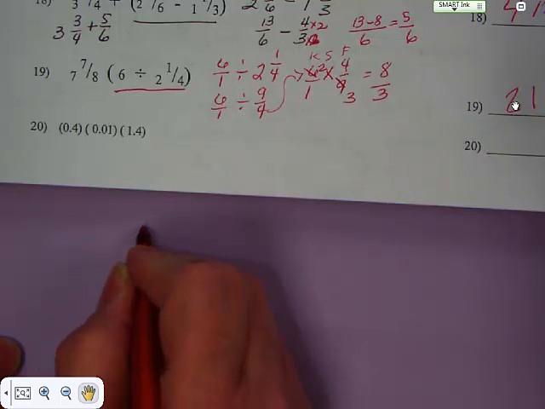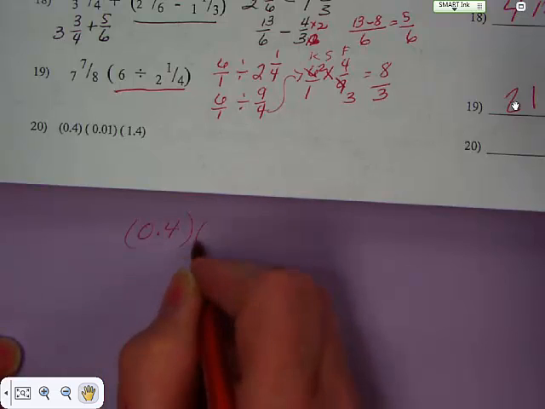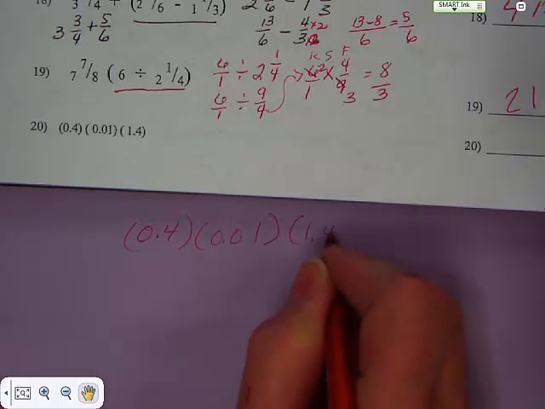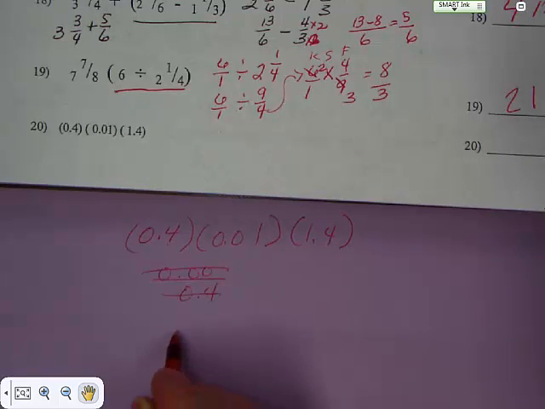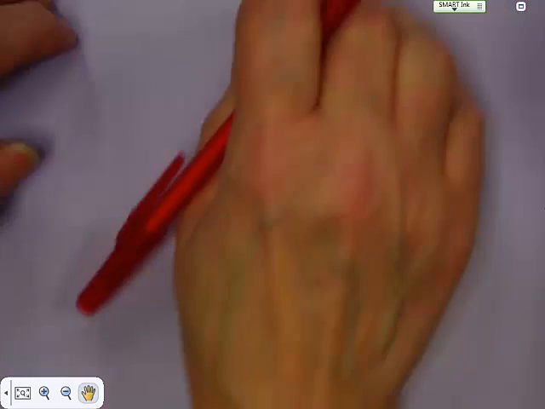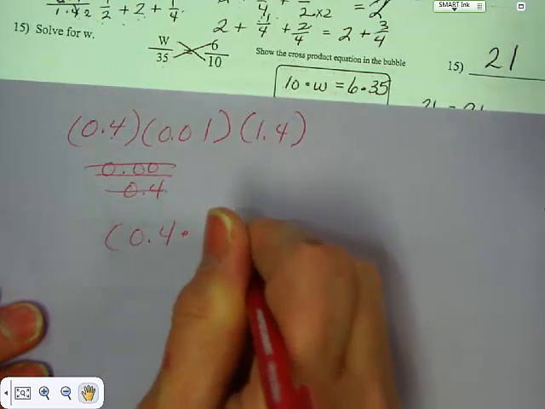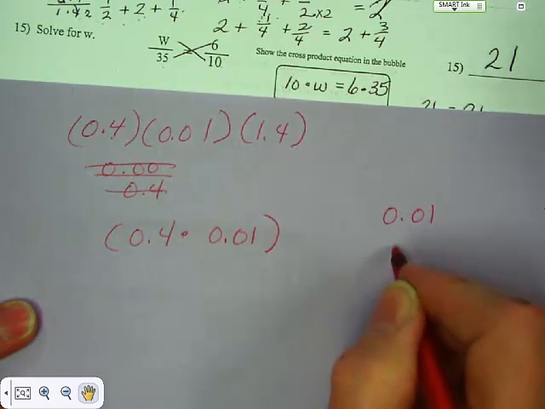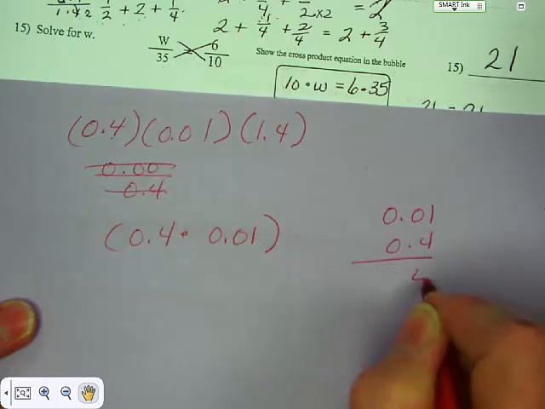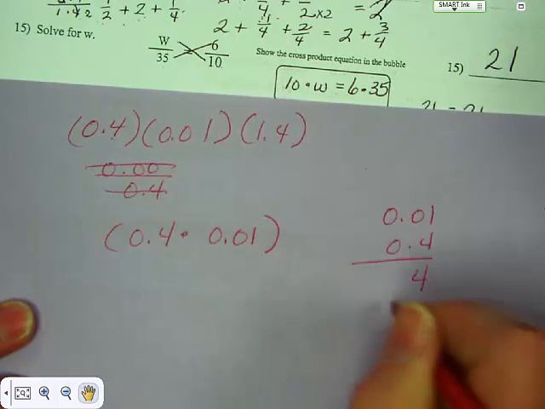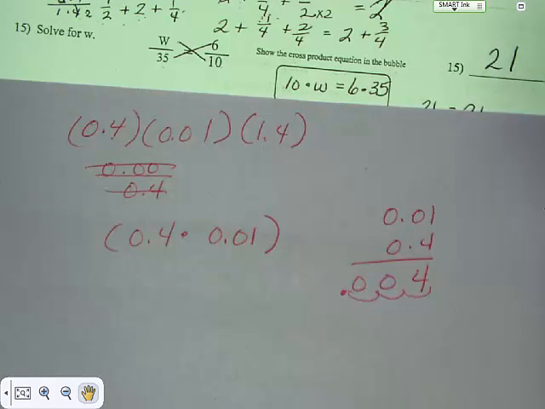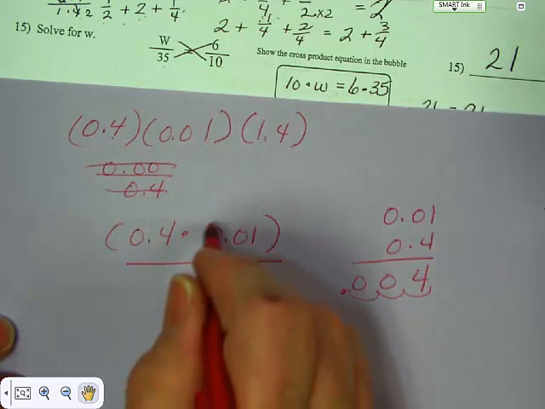Okay, we have 0.4 times 0.01 times 1.4. Okay? 0.4 times 0.01. Okay? So 0.01 times 0.4 is 4, and we have 1, 2, 3 decimal places, so it's 0.004. Okay? That takes care of this part, and that's just the first two parts.